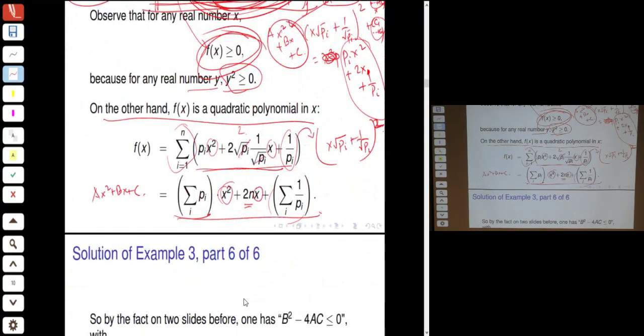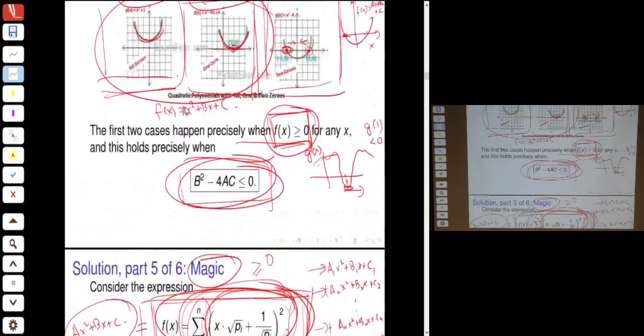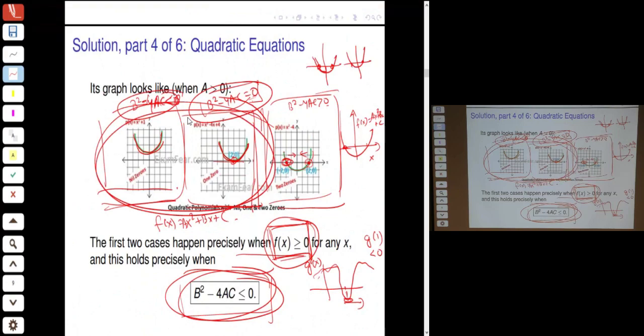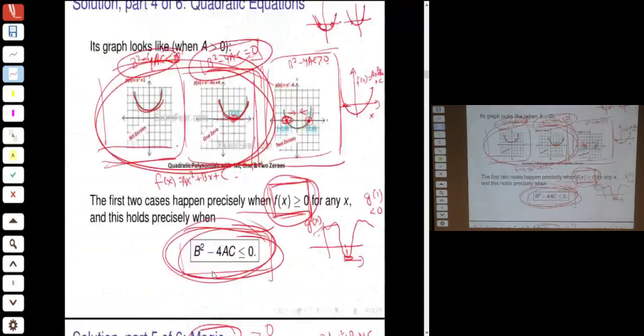So let us use this correspondence here. So what is b here? b is 2n, a is summation pi, i equal to 1 to n, c is summation i equal to 1 to n, 1 over pi. So b square minus 4ac must be less than or equal to 0, right? Because f(x) is always non-negative, so we should be in the first two cases, so b square minus 4ac should be less than or equal to 0. Any questions? Is this clear?